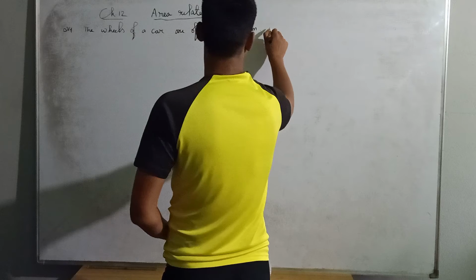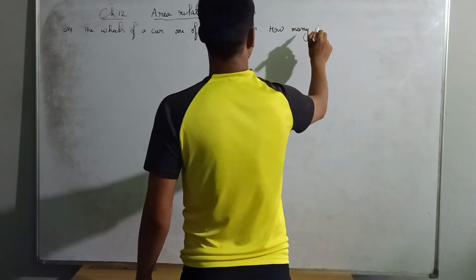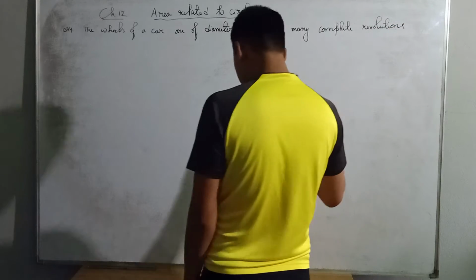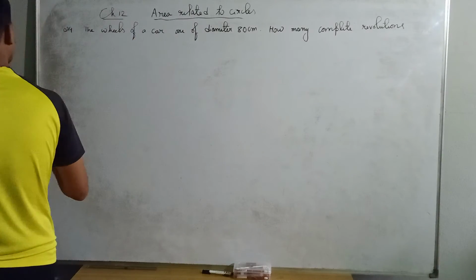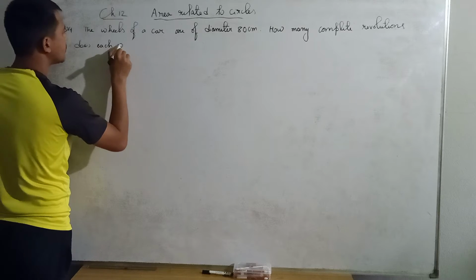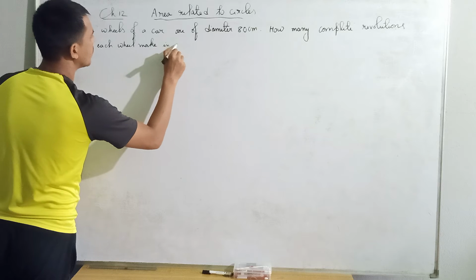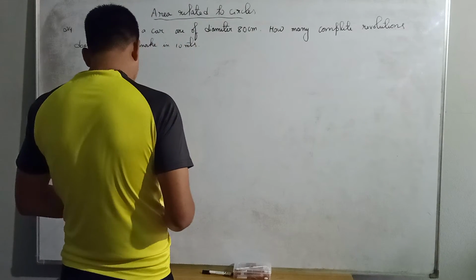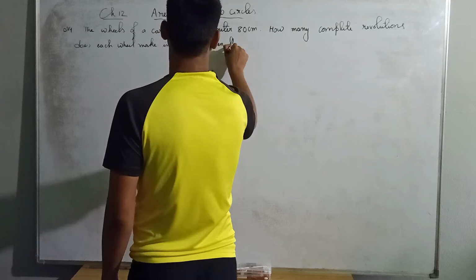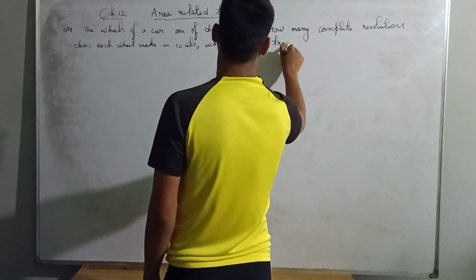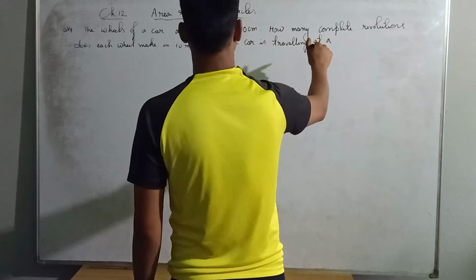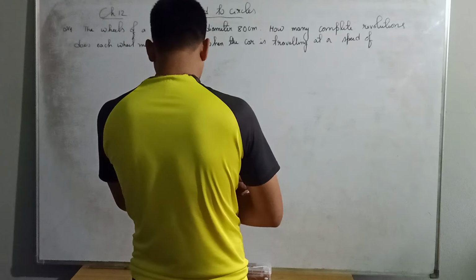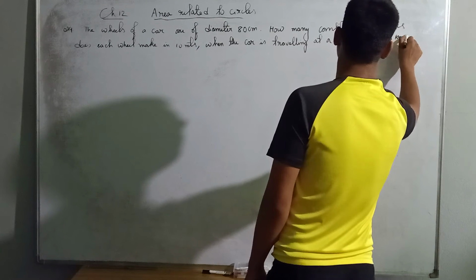How many complete revolutions does each wheel make in 10 minutes, when the car is traveling at a speed of 66 kilometer per hour?